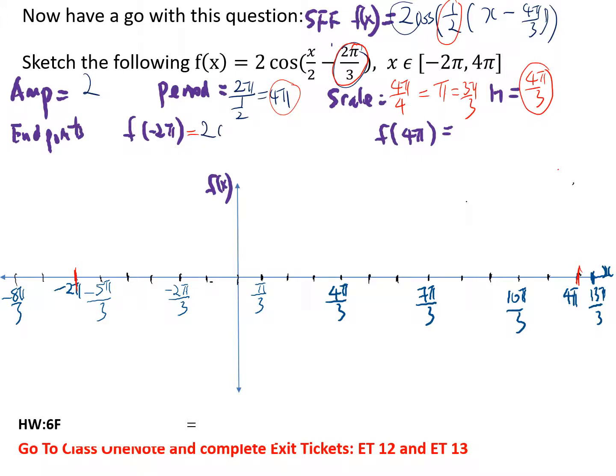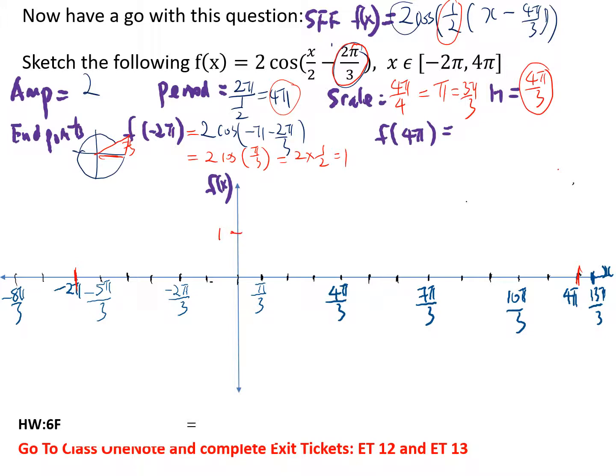So 2 cos of negative 2 pi divided by 2, that's negative pi, minus 2 pi on 3. So negative pi, negative 2 pi on 3. Let's locate where about in the unit circle. It is in the first quadrant, and that should be pi on 3. We're looking for the x value, which is a positive x value. It is cosine of pi over 3, which is half, times 2, which is 1. So when x is equal to negative 2 pi, y is equal to 1.